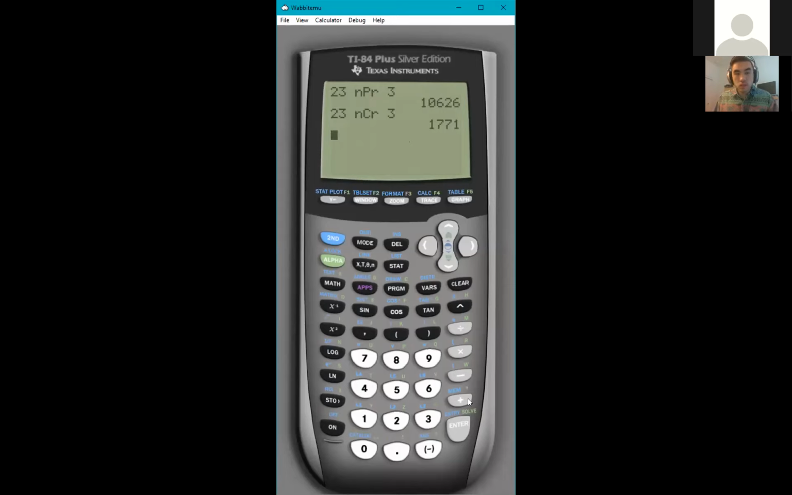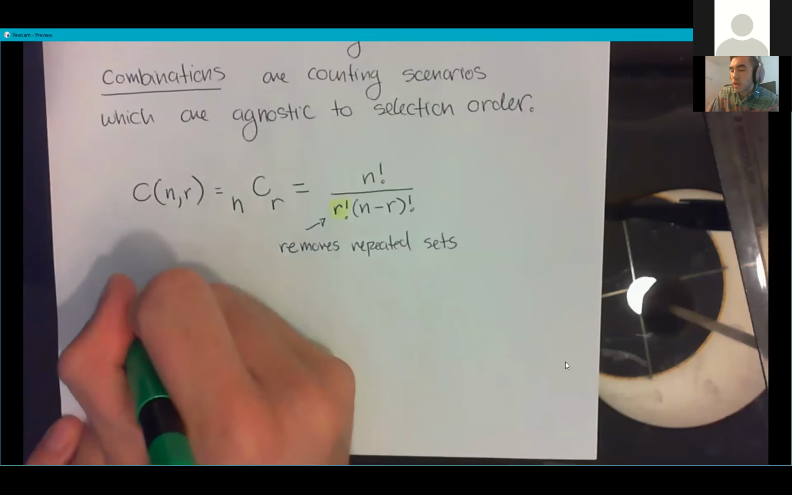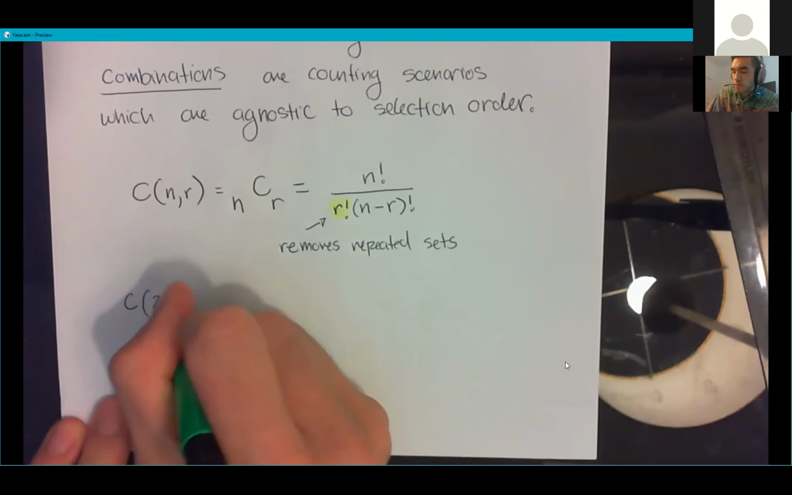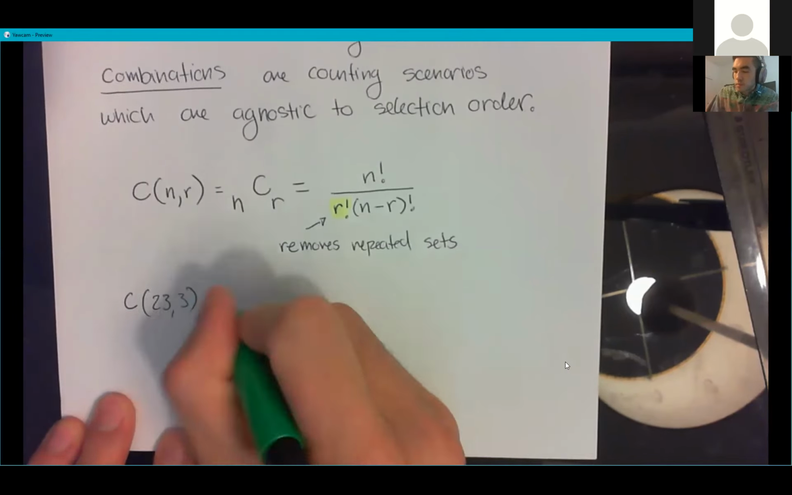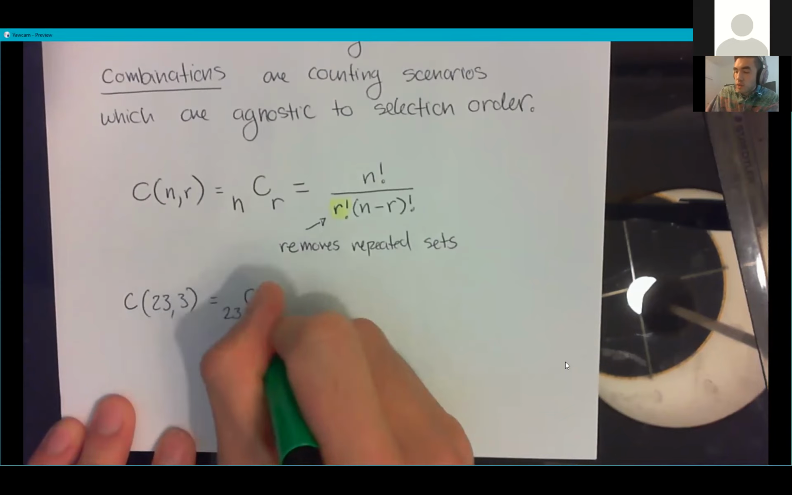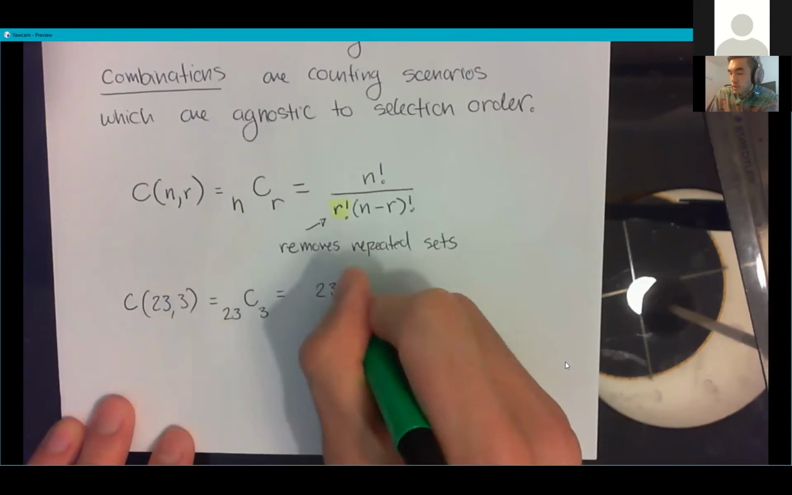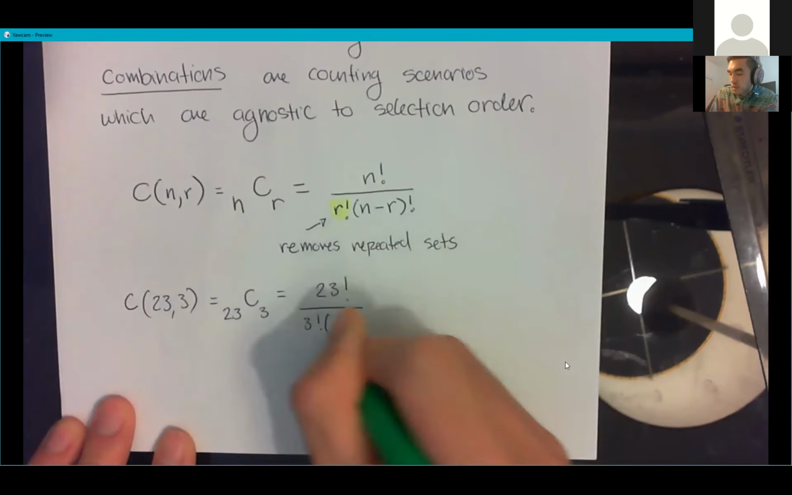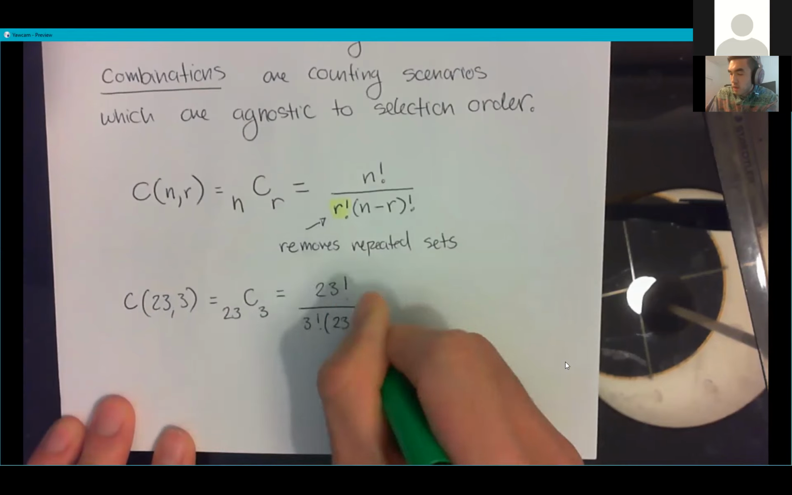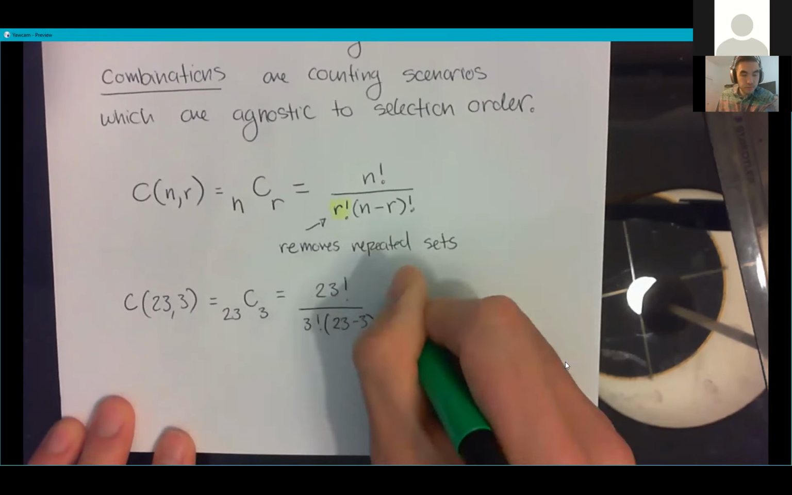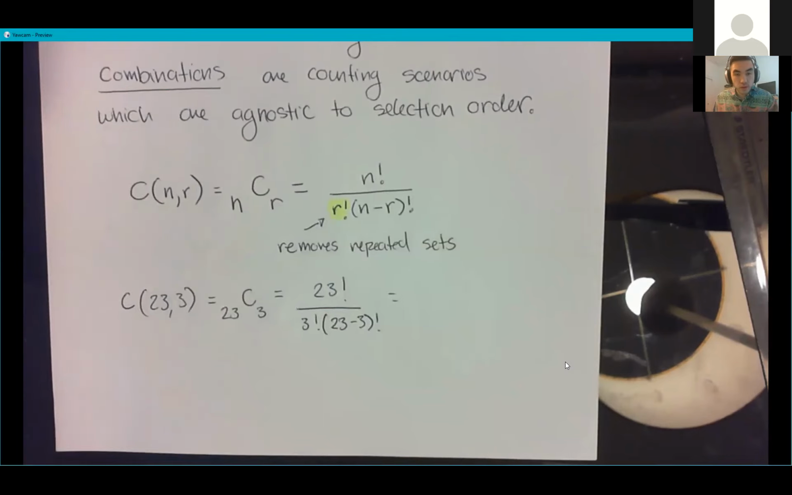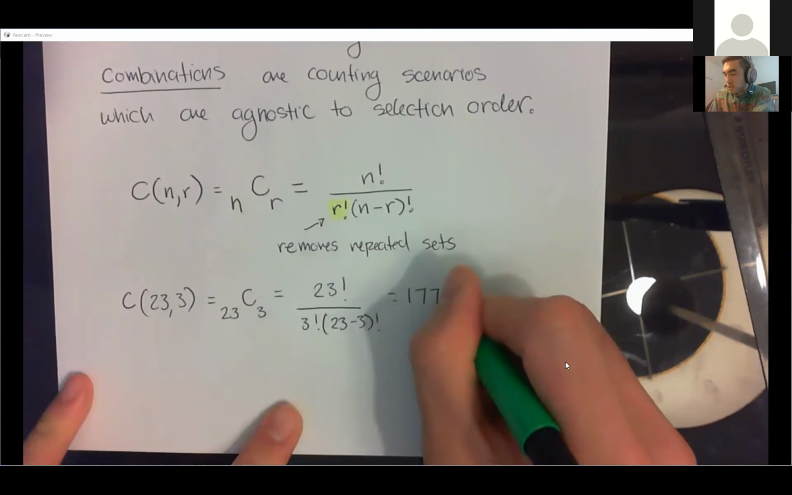And that gives me 1,771 different teams. So in this case, we would write this way, C of 23, 3, which would be the same as 23 combine 3, which would be the same as 23 factorial divided by 3 factorial times 23 minus 3 quantity factorial. This is equal to, I already forgot, 1,771 possible teams.